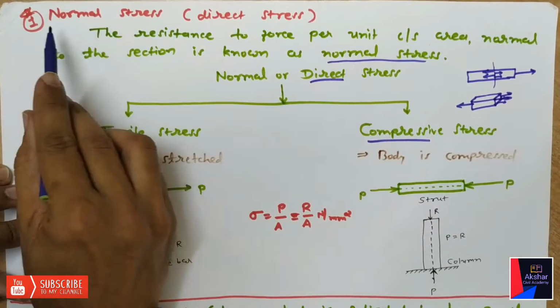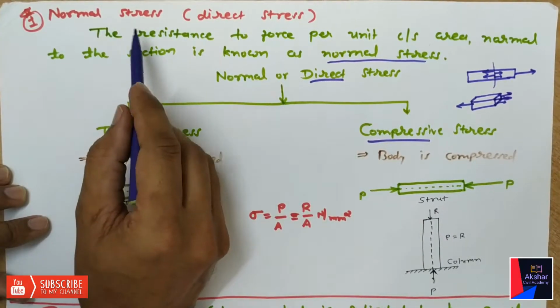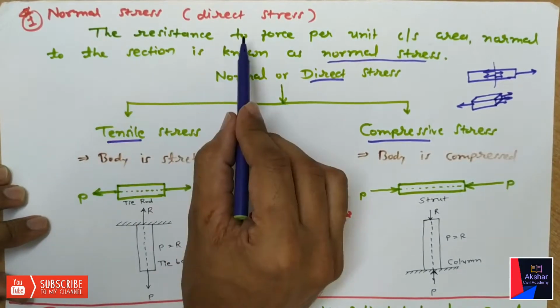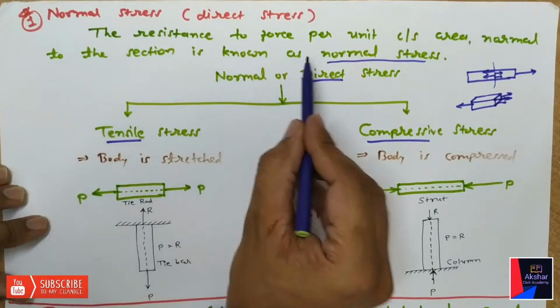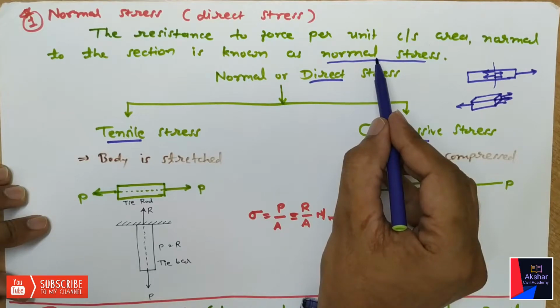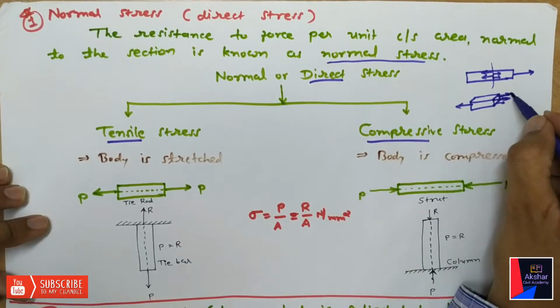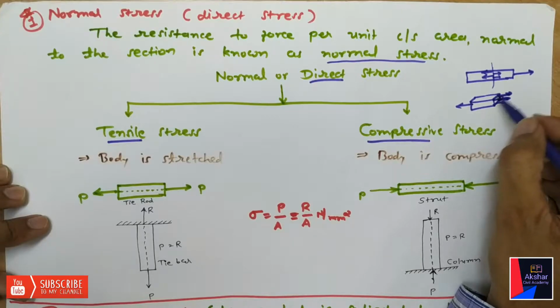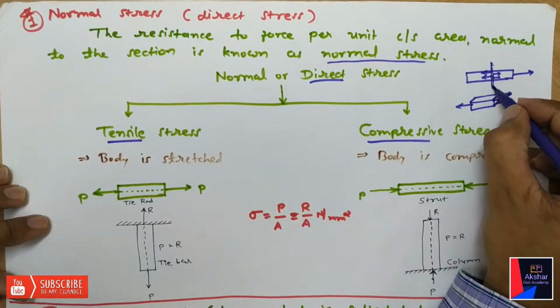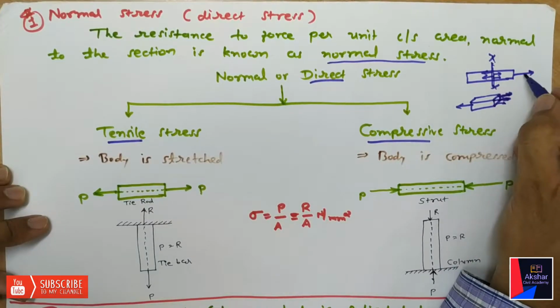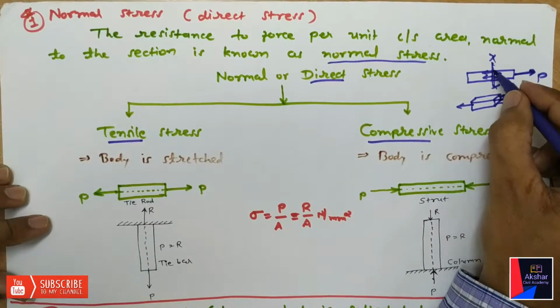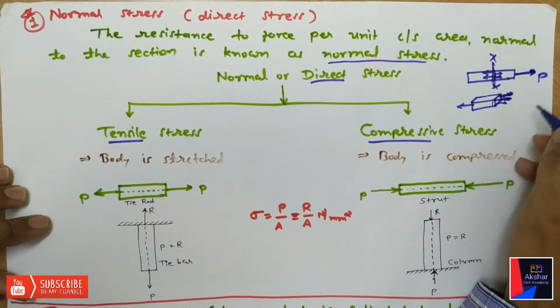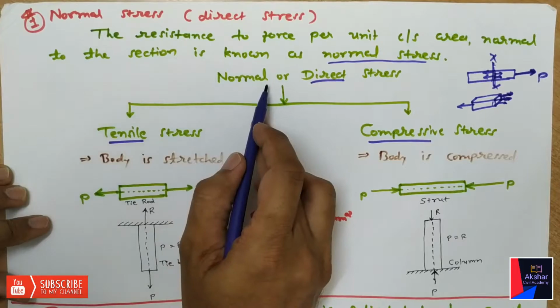Let us discuss the first type of stress, which is normal stress, also called direct stress. The resistance to force per unit cross-sectional area normal to the section is known as normal stress. Normal means perpendicular. Suppose here is a section we have considered, and this is the applied load P. The stresses developed are perpendicular to the cross-sectional area, and that's why it is called normal stress or direct stress.